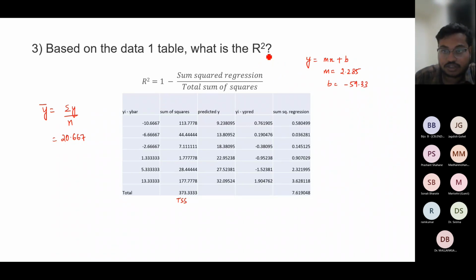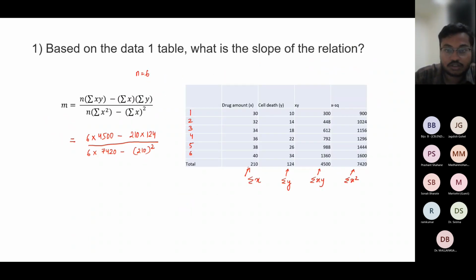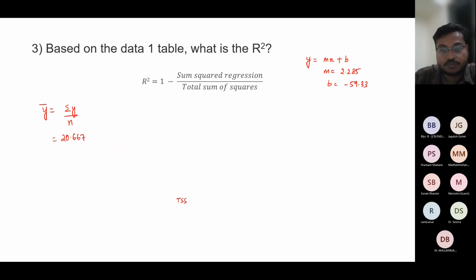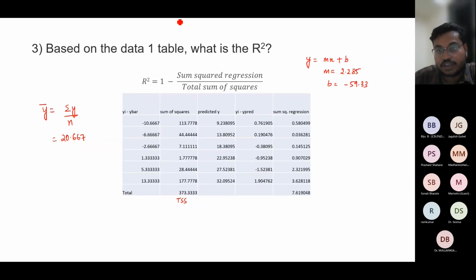So putting the value of x in all of these, that is 30, 32, 34 and all, for all these data points, we'll put the value of x here in this equation and get a value of y. That is the predicted value of y. So for each of these points, we'll have a predicted value of y based on the linear regression equation.